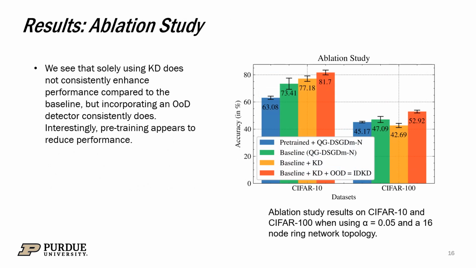To understand how each component of IDKD affects performance: IDKD has two components, knowledge distillation and OOD detector. Knowledge distillation is denoted as KD and OOD detector as OOD. We show the baseline algorithm QG-DSGDm in green. Then we have baseline plus KD in orange. Baseline plus KD and the OOD detector, which is nothing but IDKD, is shown in red. Also, as a comparison, we pre-train the model on the public dataset and then use the baseline algorithm, and this is shown in blue. Clearly, we see how each component improves performance.